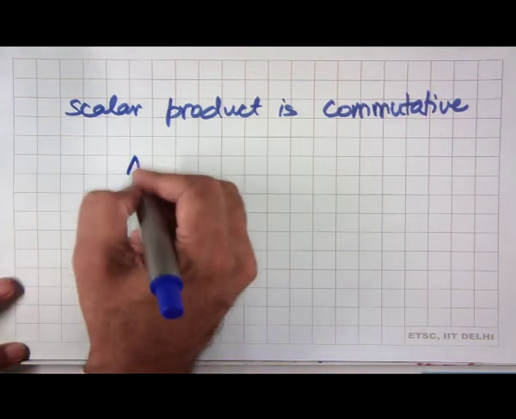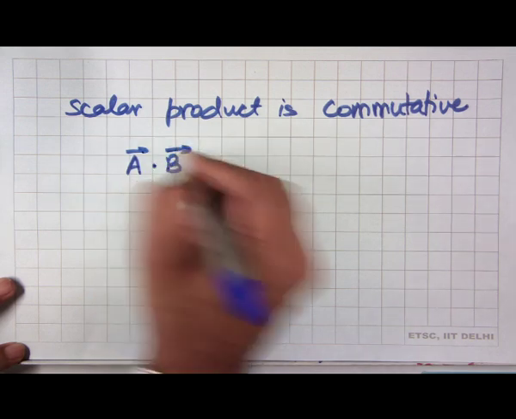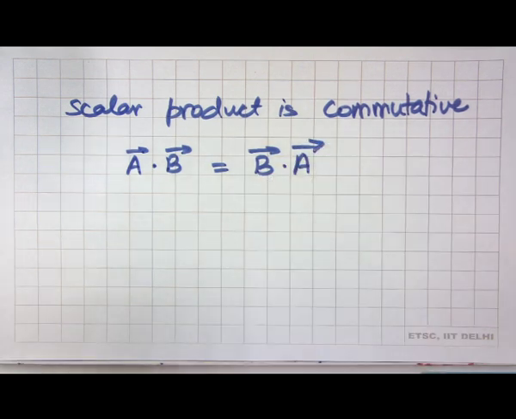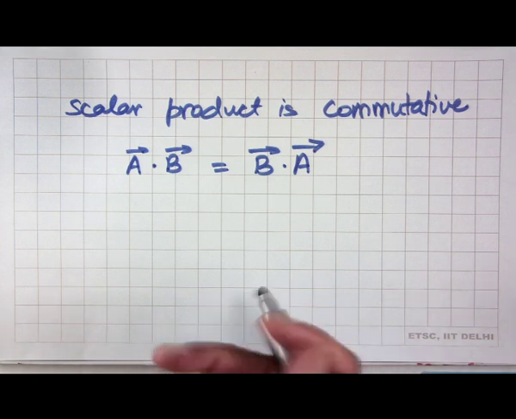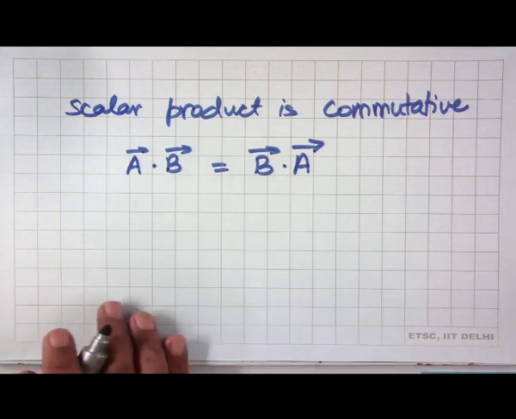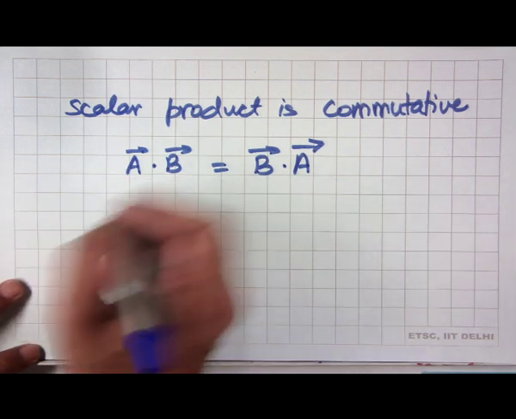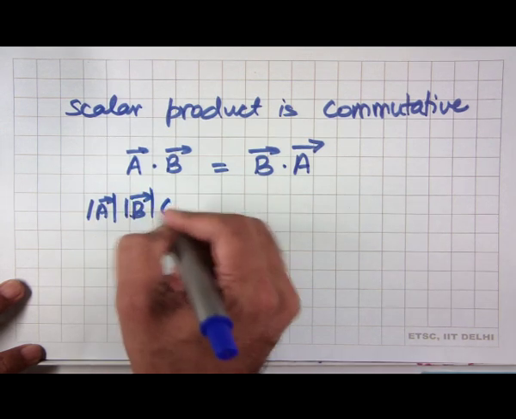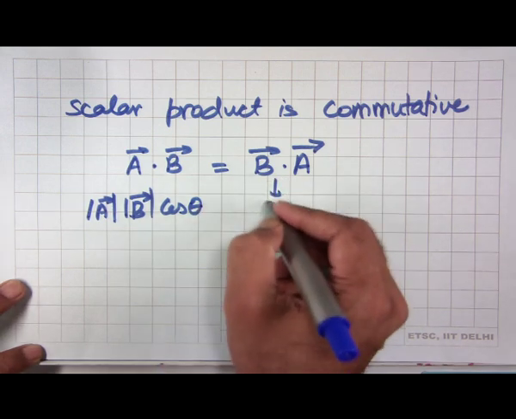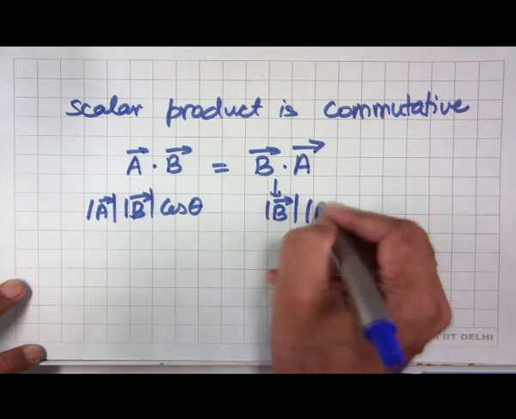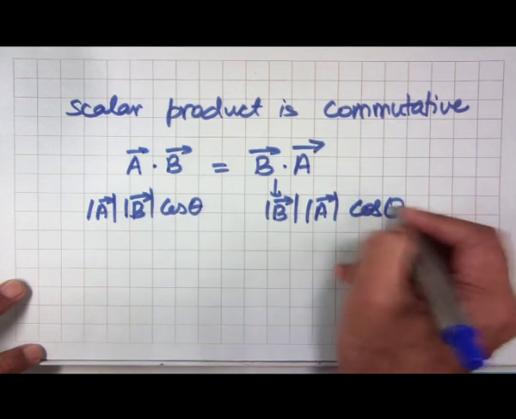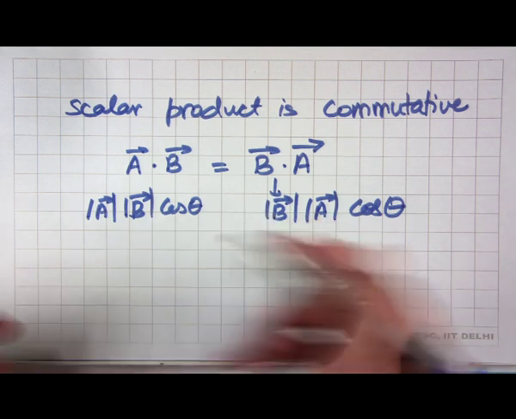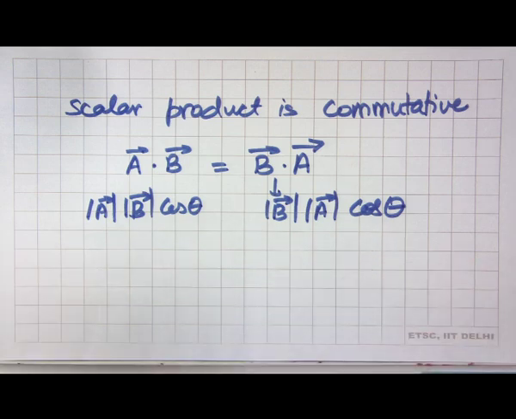What this means is A dotted with B is equal to B dotted with A, and this is obvious from the definition of the product. A dotted with B will be equal to magnitude of A times magnitude of B times cosine theta, and this will be magnitude of B times magnitude of A times cosine theta again. So this is what the dot product will look like.